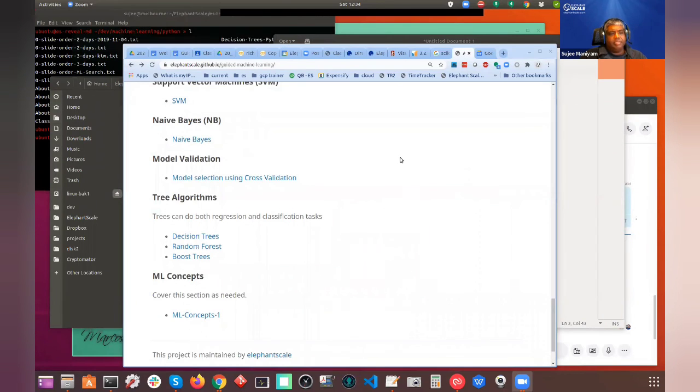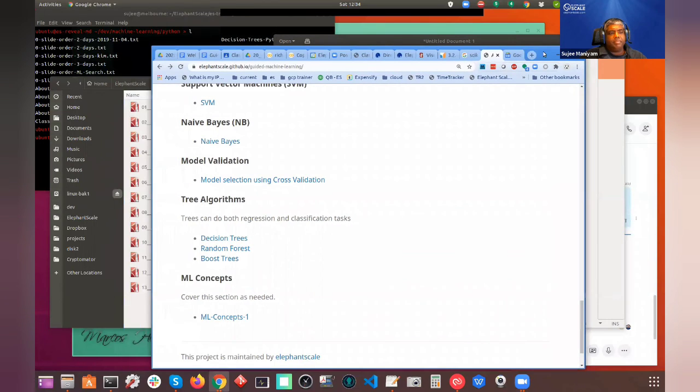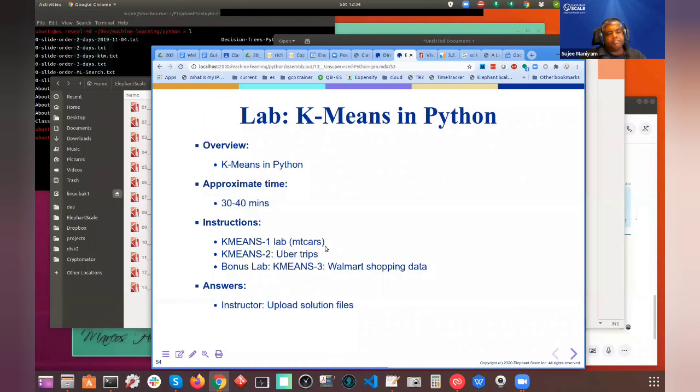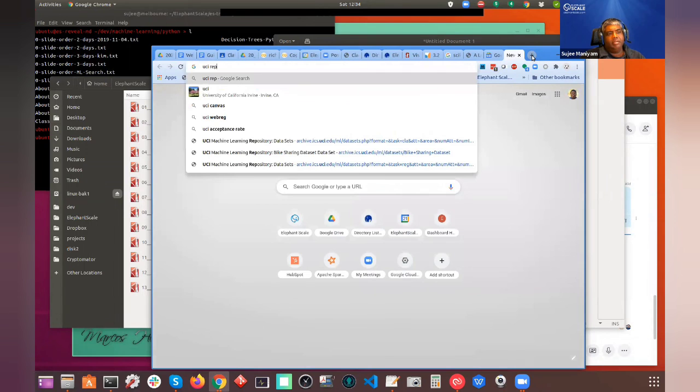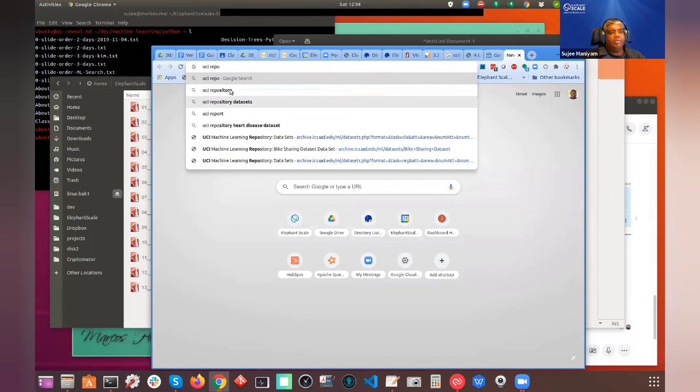And two things. I'll also put up the labs. We're going to do 2 labs here. One is the cars data set we have. The other lab is pretty cool: it's Uber trips, clustering Uber pickup points. I'll upload the notebooks for you and you can start working on them. Those are 2 K-means labs. Also, you can start looking at the data sets, for example in the UCI repo.